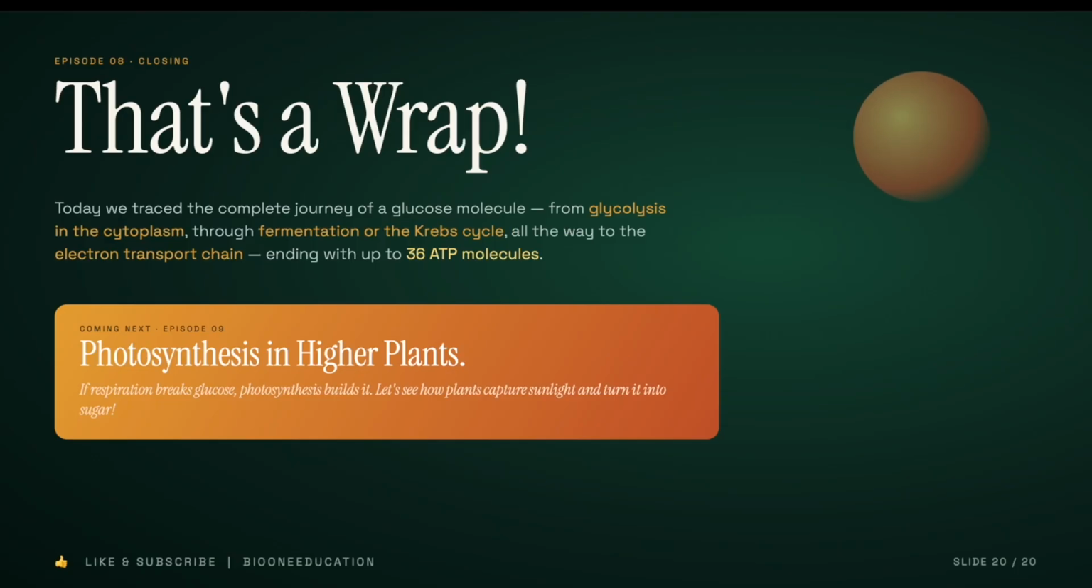And that is a wrap for episode 8. Today we traced the complete journey of a glucose molecule from glycolysis in the cytoplasm through the link reaction and Krebs cycle in the mitochondrial matrix, all the way to the electron transport chain on the inner membrane. We saw how 36 ATP molecules are produced from just one glucose. We also covered fermentation, the amphibolic nature of respiration, and the respiratory quotient. Thank you.